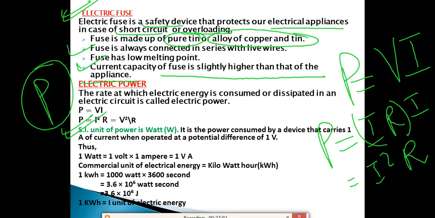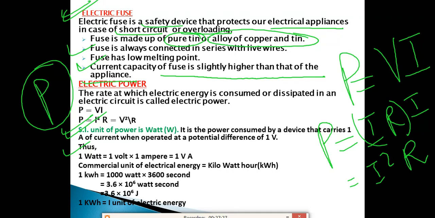It is the power consumed by a device that carries 1 ampere of current when operated at a potential difference of 1 volt. So what is 1 watt power? 1 watt power is the power consumed by a device when it carries 1 ampere of current when operated at a potential difference of 1 volt. Now 1 watt is equal to 1 volt into 1 ampere.